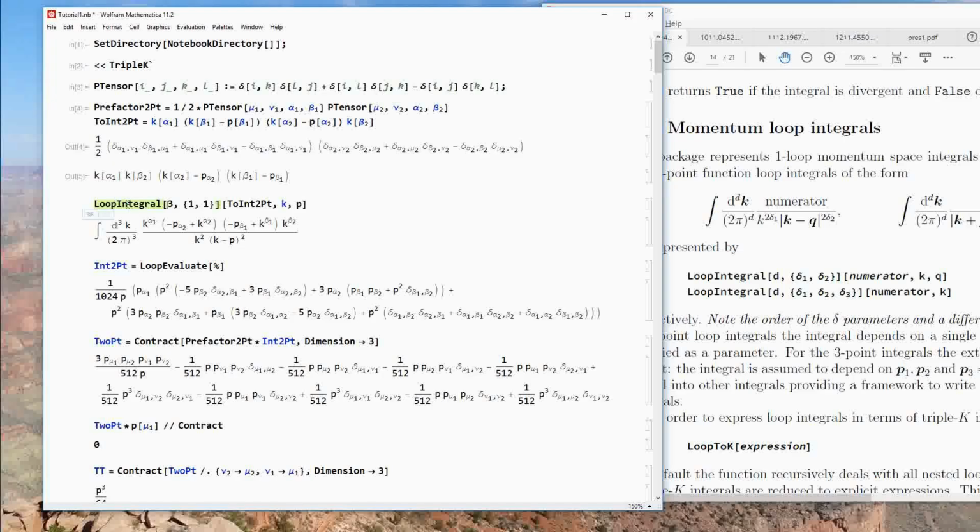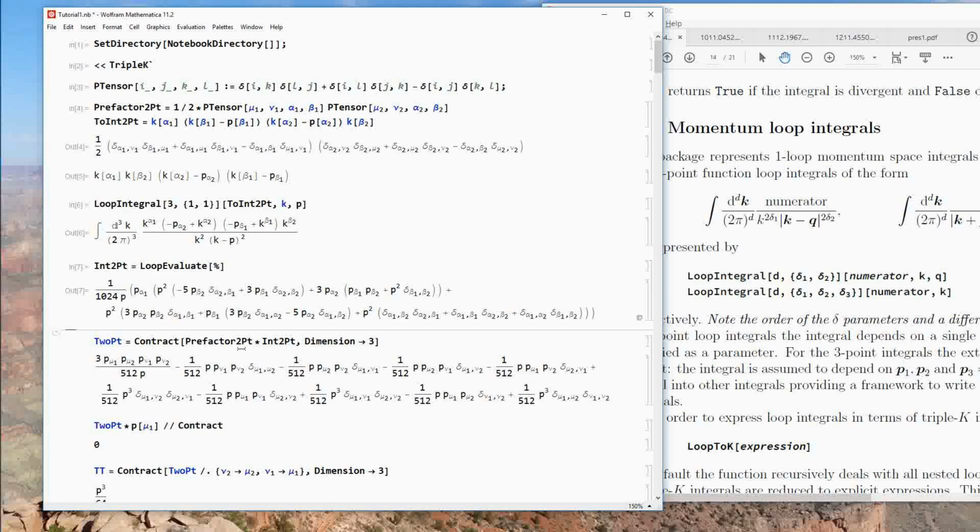So we want to consider a loop integral in 3 spacetime dimensions, that's D, and then the powers here are k squared and k minus q squared, so delta 1 and delta 2 are 1 and 1. And then we put the numerator here, so this k is the momentum flowing in the loop, and p is the external momentum. Okay, and now we can just use LoopEvaluate to evaluate this integral. Okay, and we got this result. And we can check whether this is correct or not.